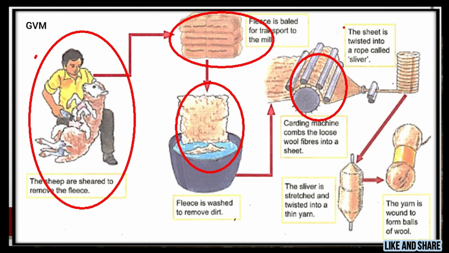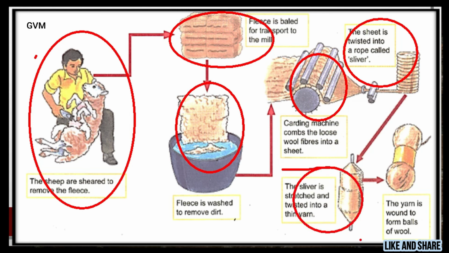Then after this, the sheet of fleece is twisted into a rope called sliver, and then the sliver is stretched and twisted into a thin yarn, and ultimately this yarn is wound to form balls of wool, and that's how we get wool after this long process.